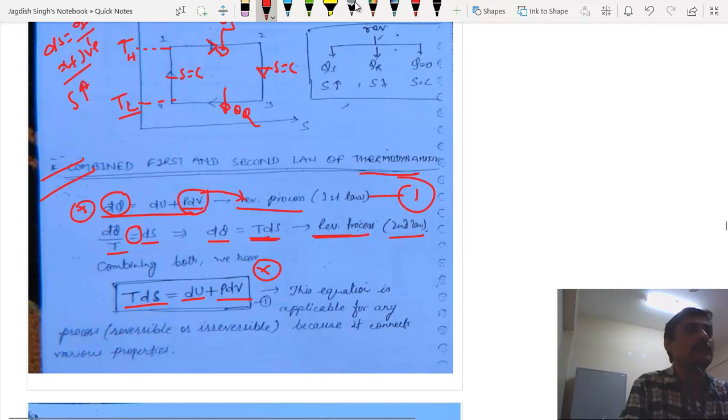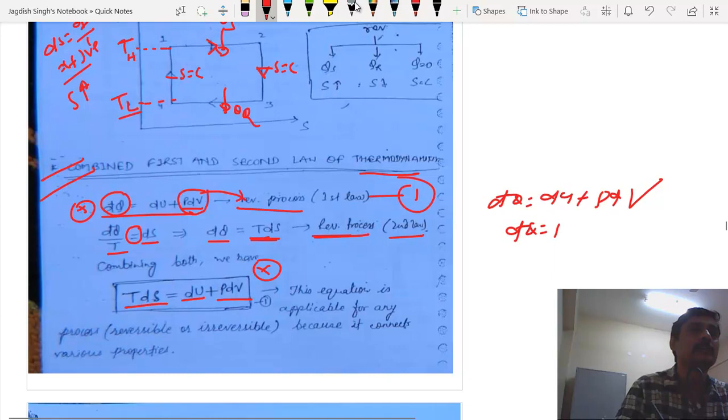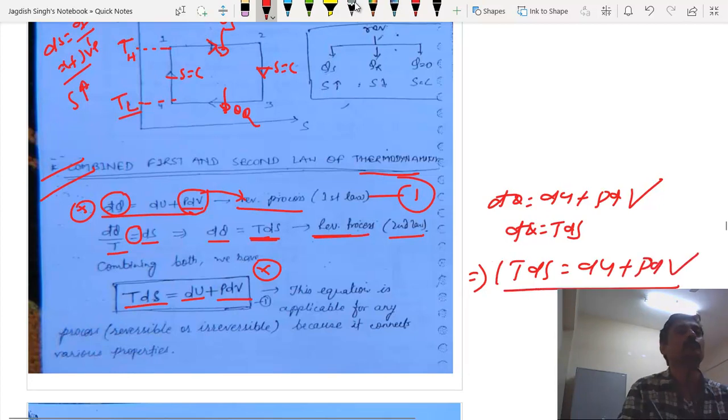This is the combination of the first and second law, because from the first law we know dq is equal to du plus pdv, and from the second law we know that dq is equal to Tds. Therefore it can be written Tds is equal to du plus pdv. Okay, this is the combination of the first and second law, right? This is already explained here.